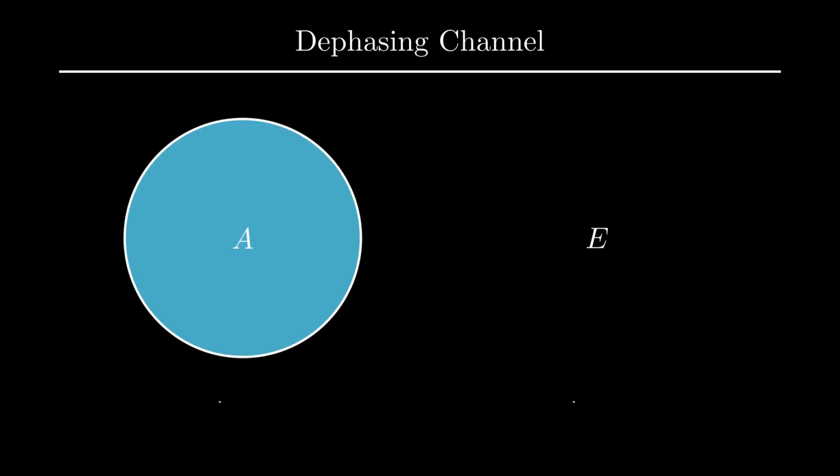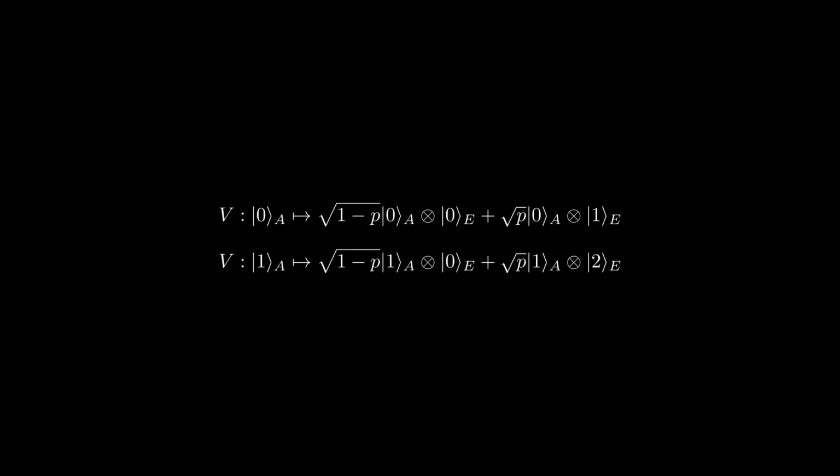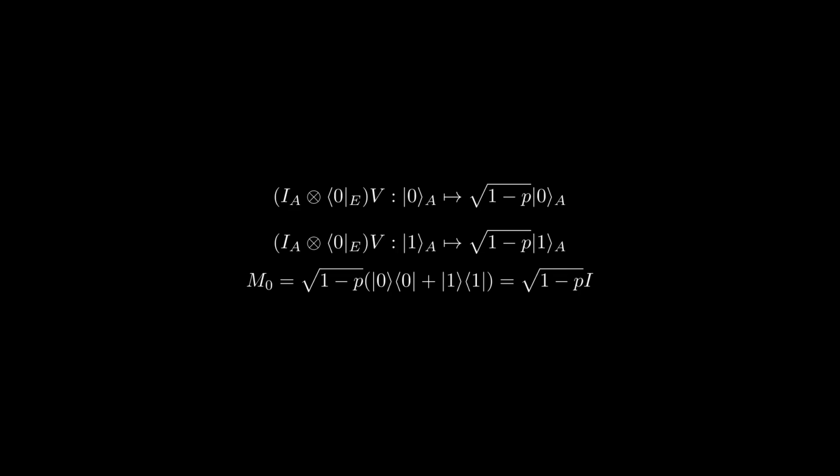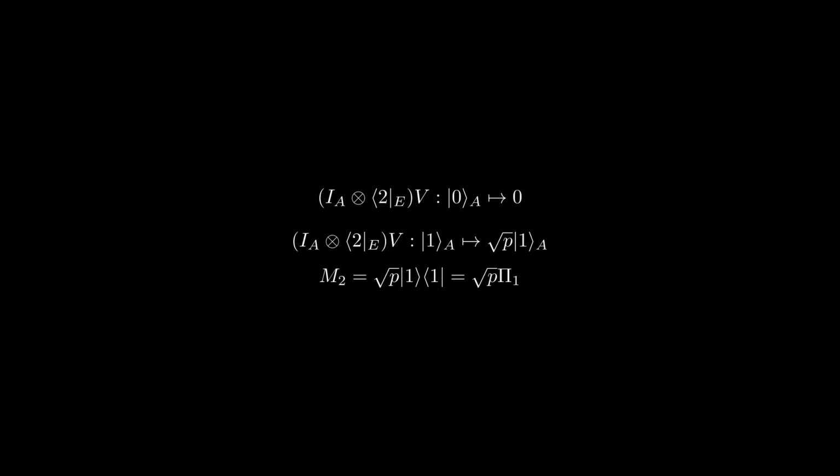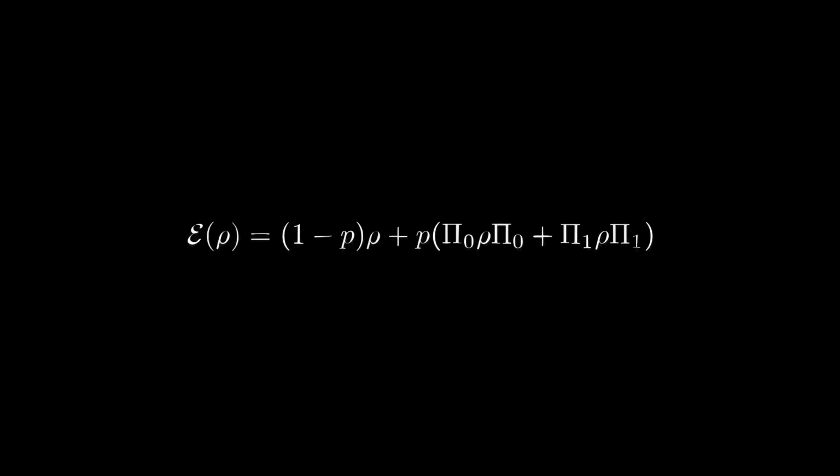Similarly, if A is in state 1, the environment will scatter with probability p, but instead go from state 0 to 2 without changing A. Altogether, this gives us the following isometry. Computing the Kraus operators, we get the following. As a result, we then get the following operator sum.